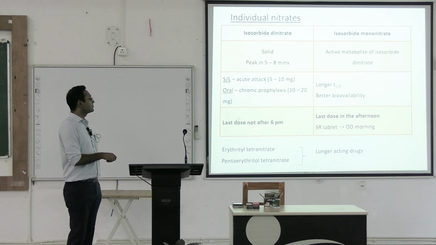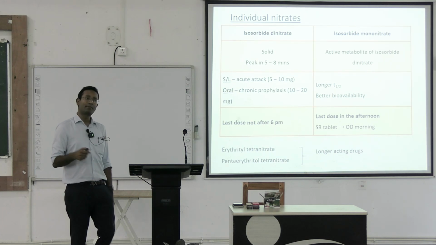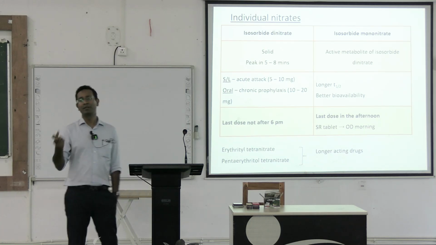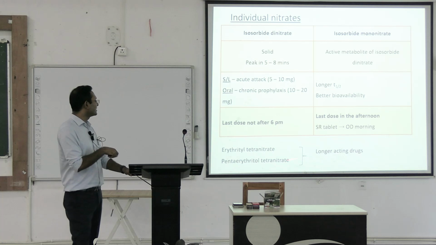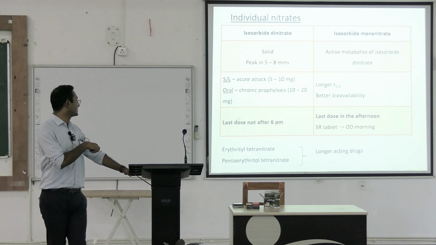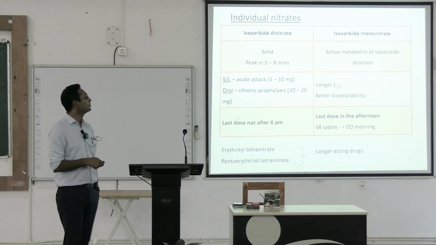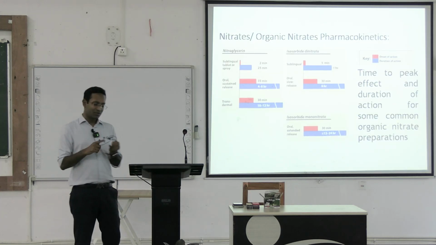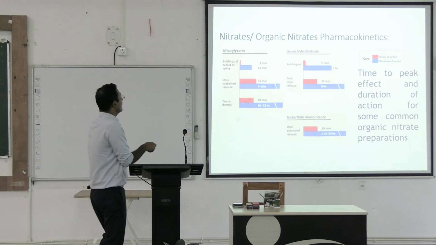Isosorbide dinitrate: last dose not after 6 p.m., and mononitrate: last dose in the afternoon. The extra tablet is only given once daily in the morning to prevent development of tolerance. A few other longer-acting drugs, which are not very commonly used, are erythrityl tetranitrate and pentaerythritol tetranitrate, but they are rarely used nowadays. The most common drugs used are GTN, isosorbide dinitrate and isosorbide mononitrate.